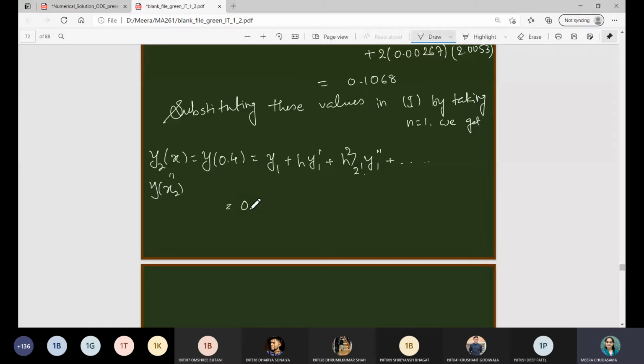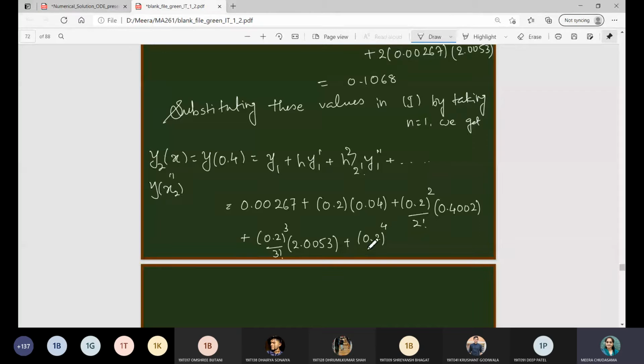So y1 we got it as 0.00267 plus h we have considered as 0.2. 0.04 is the value of y1 dash. 0.2 square upon 2 factorial y1 double dash, which is 0.4002 plus 0.2 cube upon 3 factorial y1 triple dash, its value is 2.0053 plus 0.2 raised to 4 upon 4 factorial, and the last iterated value is 10.1068.